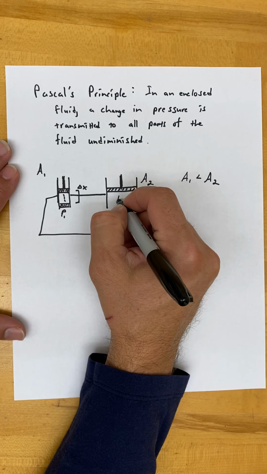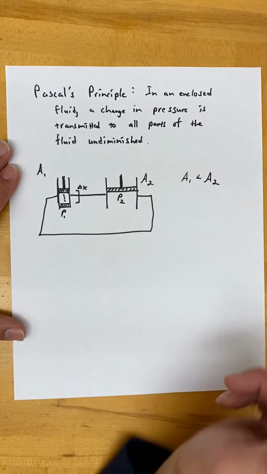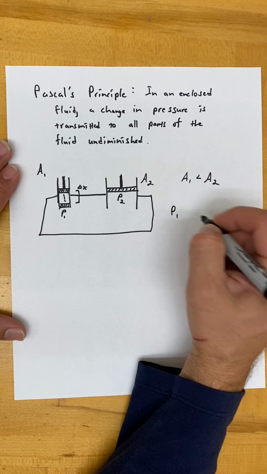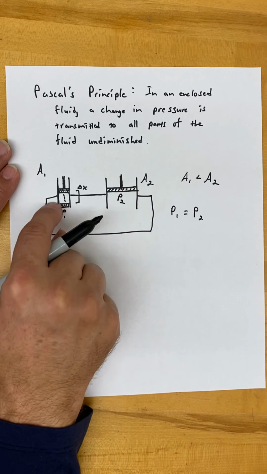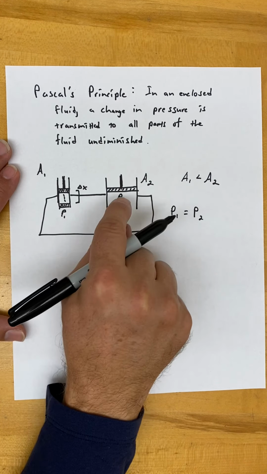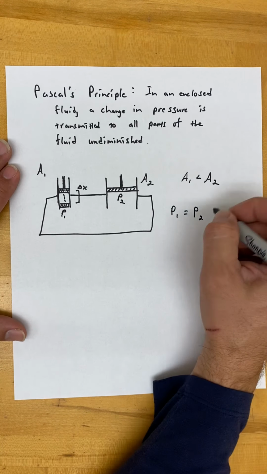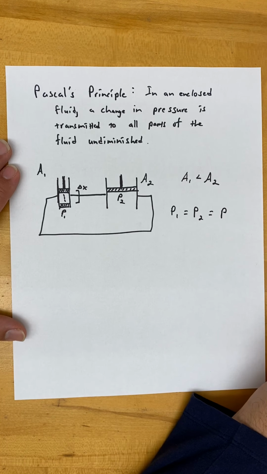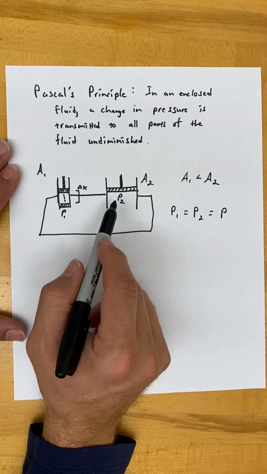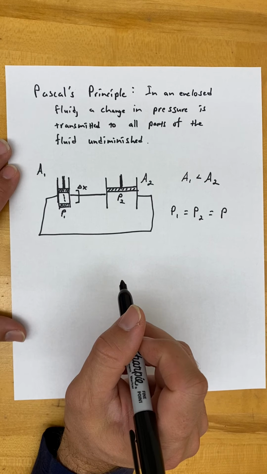Well, there's also a pressure here, P2. What Pascal's principle says is that P1 has got to equal P2, right? A change in pressure in any part of the fluid is transmitted undiminished to all parts of the fluid. So we can get rid of the subscripts now just by saying that is some P. But if I unpack what pressure is, that looks different for both of these surfaces.